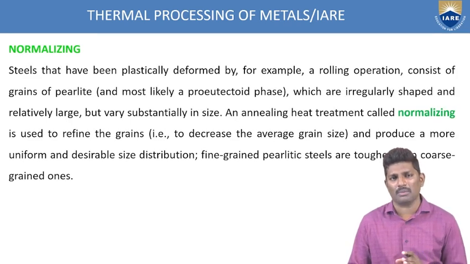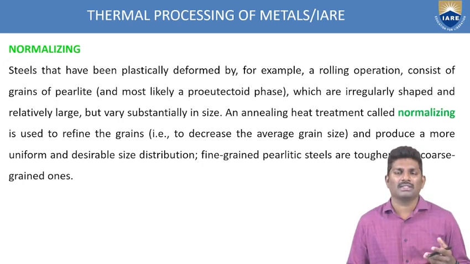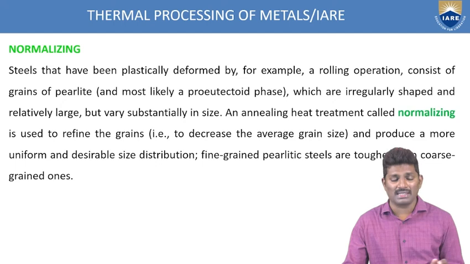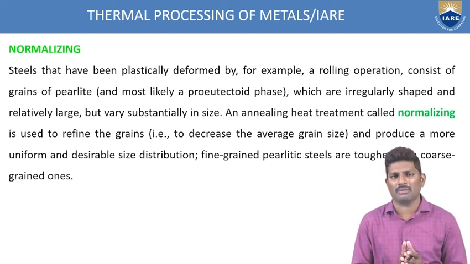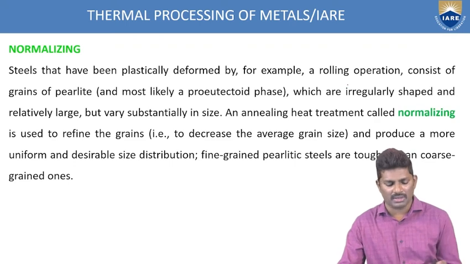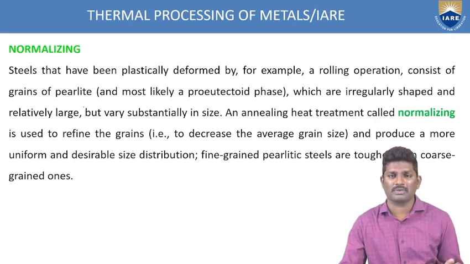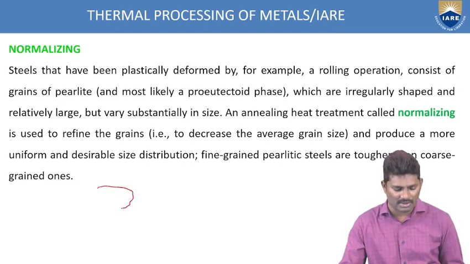Annealing and normalizing are different from each other. So what are you doing here in normalizing? Steels generally have been plastically deformed, so generally some deformation is there during the machining process. What is happening during a rolling operation, which consists of different types of combinations? It has pearlite or ferrite or cementite or carbide, different compositions. These can be irregularly shaped. Some material will have some irregularity in shape.